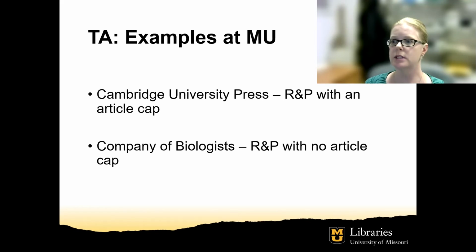So I did want to talk just about a few examples that we do have here at MU, and one is from Cambridge University Press. This is a read and publish. So essentially, part of my fee also goes to cover the costs to publish articles open access, and it has a cap. And this cap is based on our annual output over the last, I think, three or five years. And so if you publish in any Cambridge University journal, when you go through the author portal to submit and process that submission, there's an opportunity to ask the university libraries to cover the cost to make that open access.